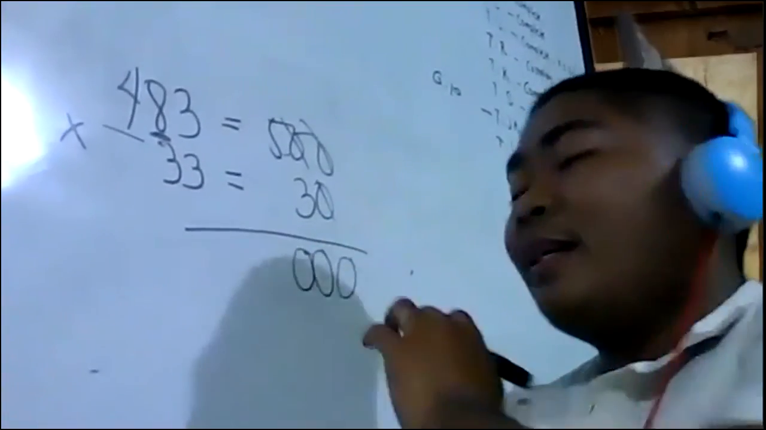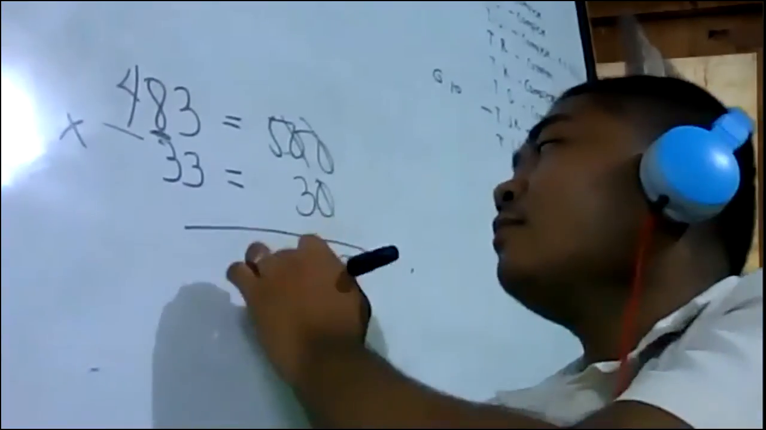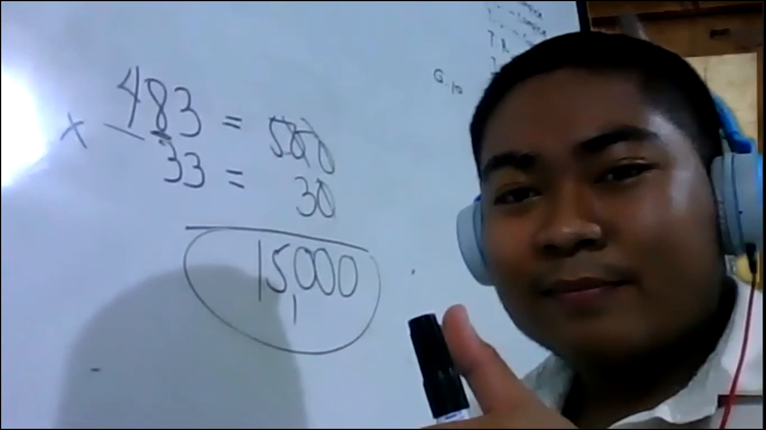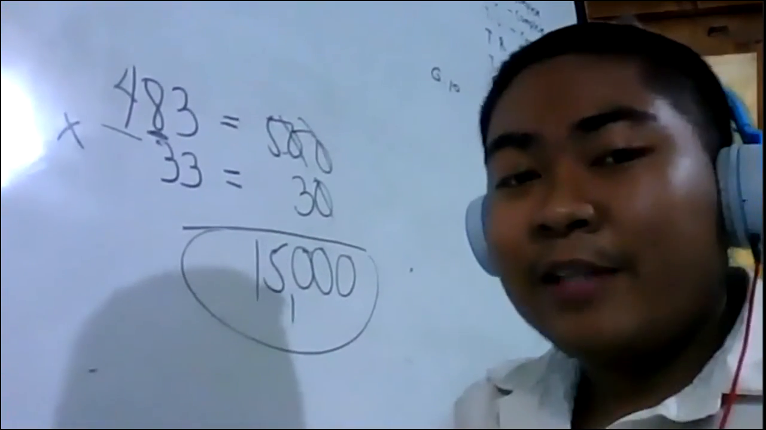Okay, so cancel our zeros. Write it down. 3 zeros. Tama? 5 times 3, 15. 15,000. Nakuha? Yes. That is 15,000.